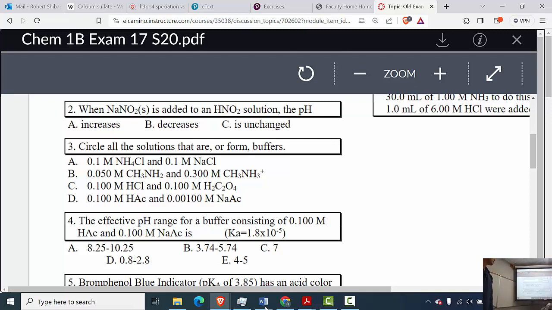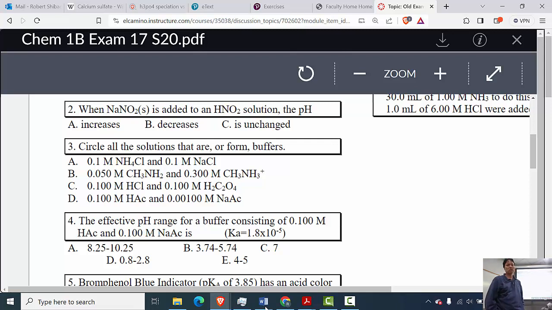C, do you see a weak acid? I do. Oxalic acid is weak. This is borderline strong, but it's still weak. Do you see a weak base? No, I just see a strong acid. So this looks like a strong acid, weak acid mixture. It's not a buffer.